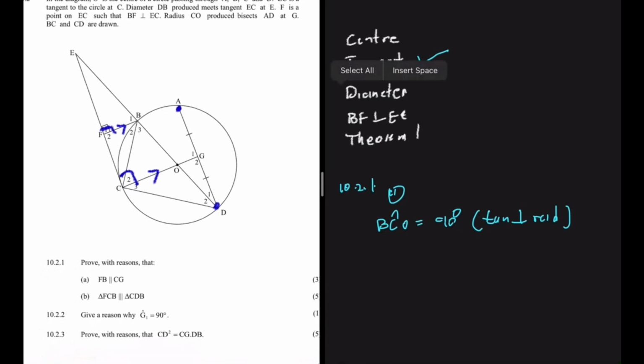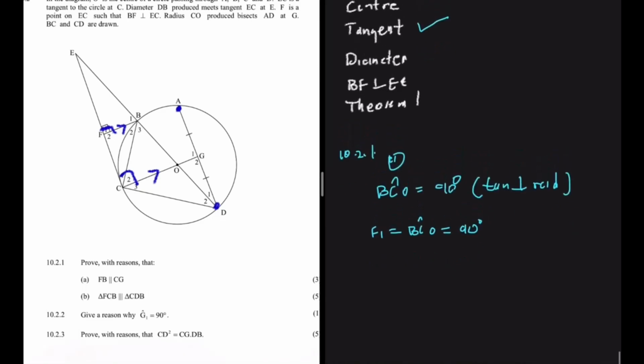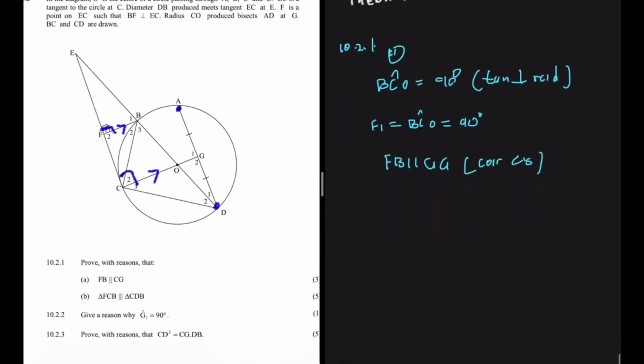So you can see now that we have two corresponding angles. So the two lines must be parallel to each other. So right now we're going to say that F1 is equal to angle BCO because they are all equal to 90 degrees. So as a consequence, we can conclude and say that FB is parallel to CG as we have corresponding angles, right? And then now let's do 10.2.2.